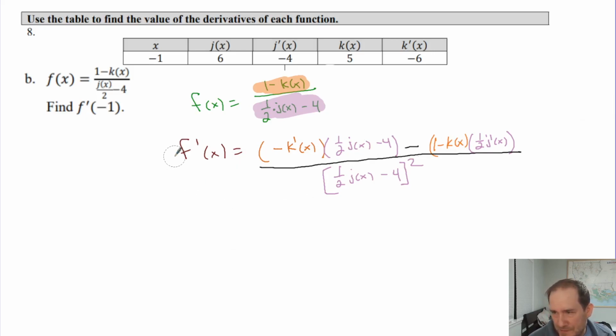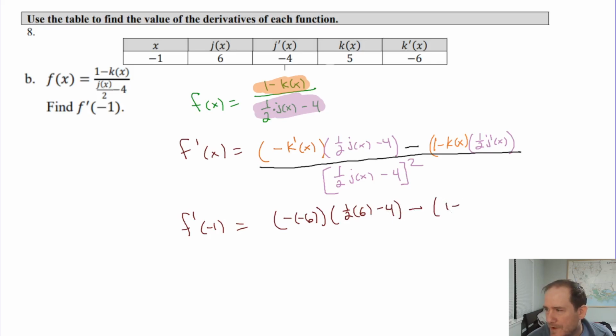Okay, so there's my derivative in general. Now that I've done it in general, I can substitute in and figure out what f of -1 is. And again, k prime of -1 is 6, but it'll be negative 6. I'm going to go ahead and just show that. We'll clean it up in the next step. But this is negative 6. It's going to be a positive 6. So now I have 1/2 times j, which is 6, minus 4. Minus sign, 1 minus k, which is 5. Then 1/2 of j prime, which is -4.